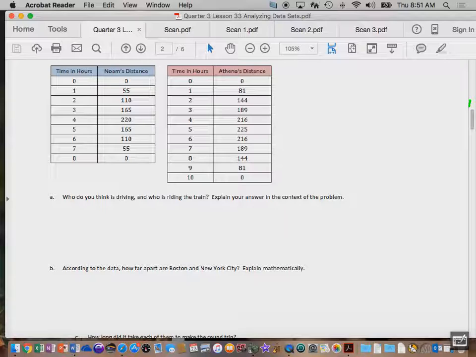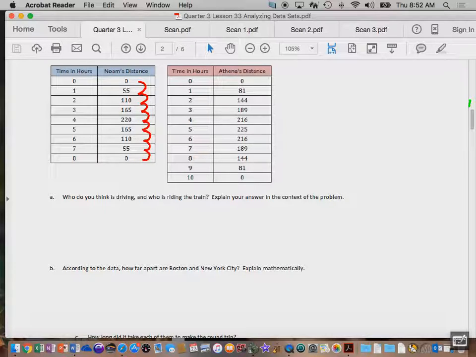What is X linear? It's like linear, except I messed up and I stuttered. Okay. Now, yes, this is a linear function. What am I going up by here? 55. 55, all the time, turn around and come back with 55. Now let's take a look at Athena's distance.